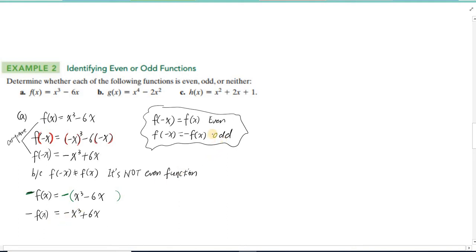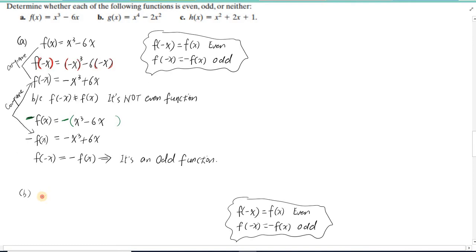Look at the odd function definition: it wants me to compare f of negative x with negative f of x. So now I'm going to compare those two. I look at this function, and here they are a match. So I realize f of negative x is equal to negative f of x. Because of this, I'm going to say it's an odd function. Again, it's very important to show work.